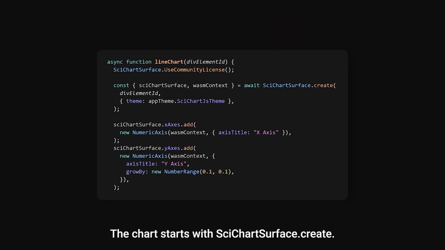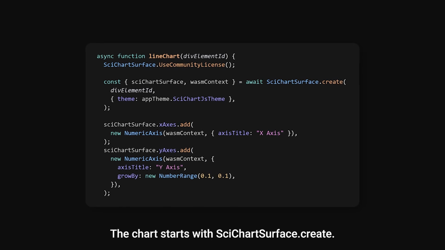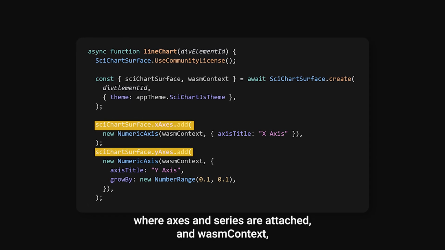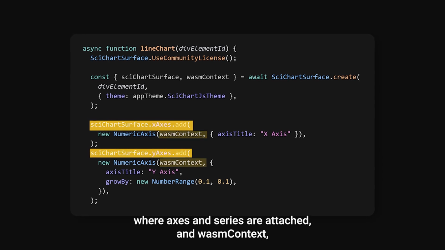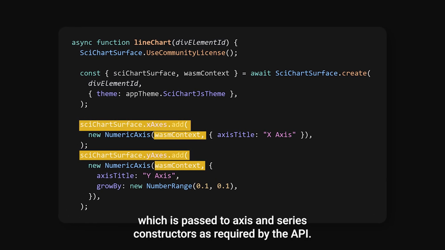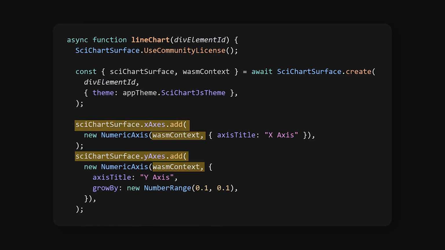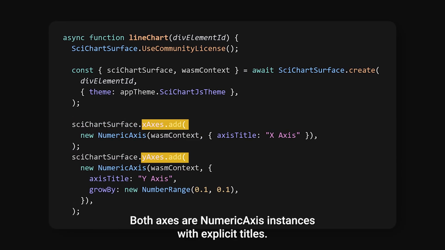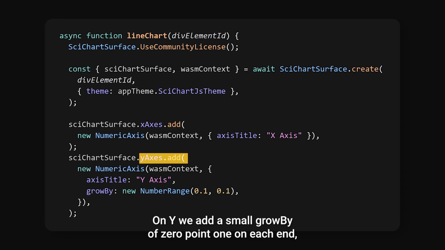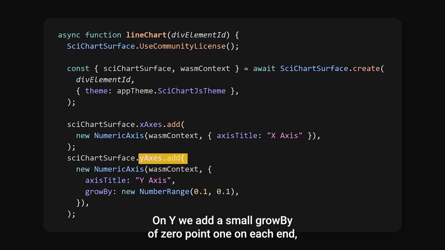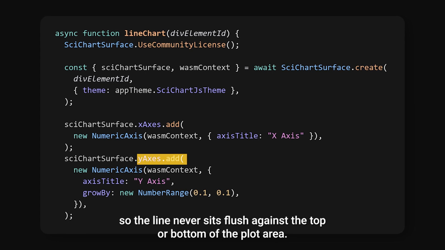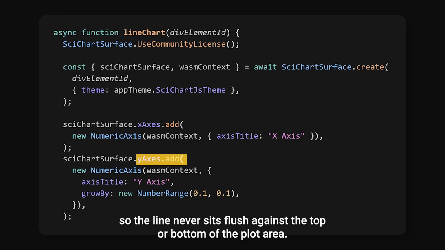The chart starts with SciChartSurface.create. That call returns SciChartSurface, where axes and series are attached, and WASM context, which is passed to axis and series constructors as required by the API. Both axes are numeric axis instances with explicit titles. On Y, we add a small grow by of 0.1 on each end, so the line never sits flush against the top or bottom of the plot area.